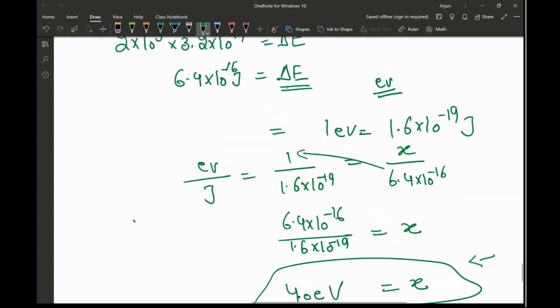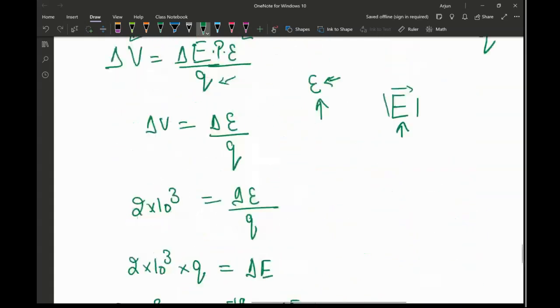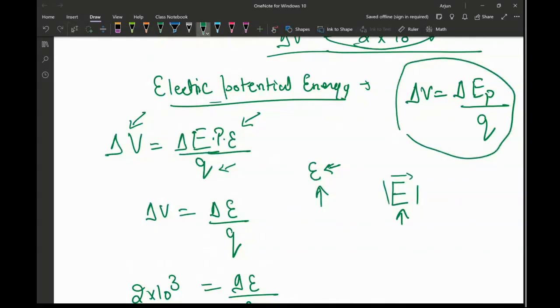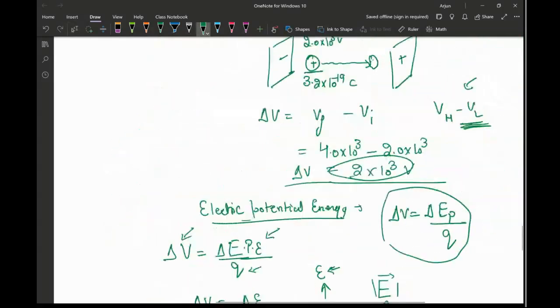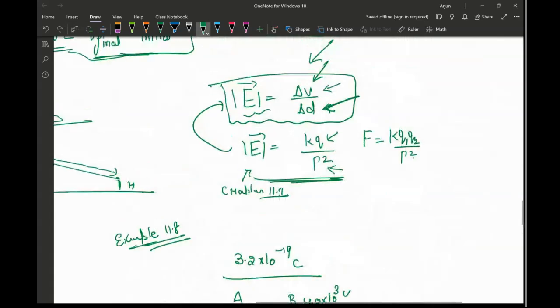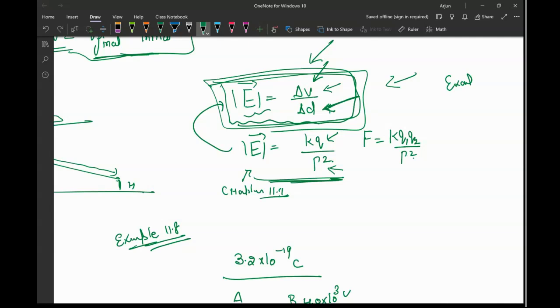I couldn't do a question on this formula, the electric field formula. That question you can do from example 11.9. I'll leave it up to you guys. If you can solve it, you can always email me, and I'll help you with that question also. So hopefully you are able to understand chapter 11.2. I'll see you with another video. Till then, goodbye.